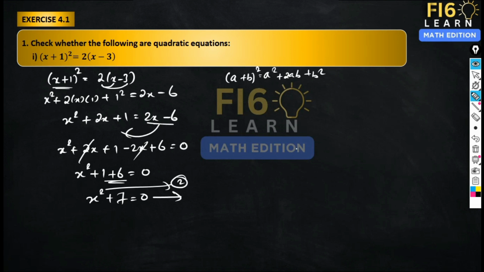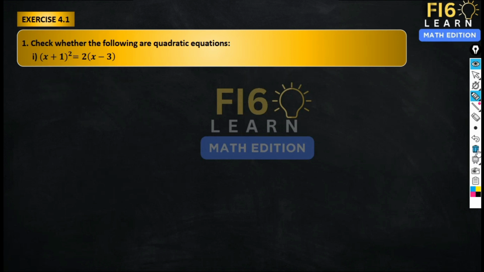Let's go to question number 2. x square minus 2x is equal to minus 2 into (3 minus x). So in this one, we don't have to do anything on the left side. We can just multiply the minus 2 with 3 and minus 2 with the minus x on the right hand side. So just keep the left hand side as it is.